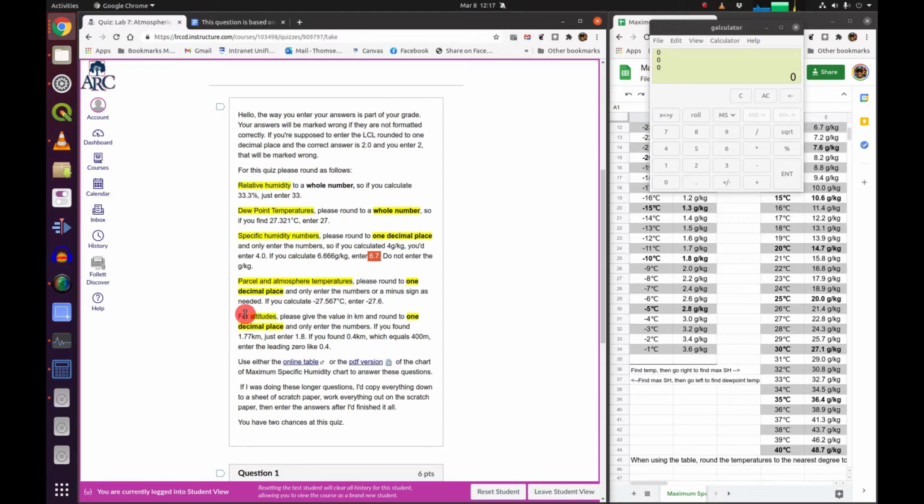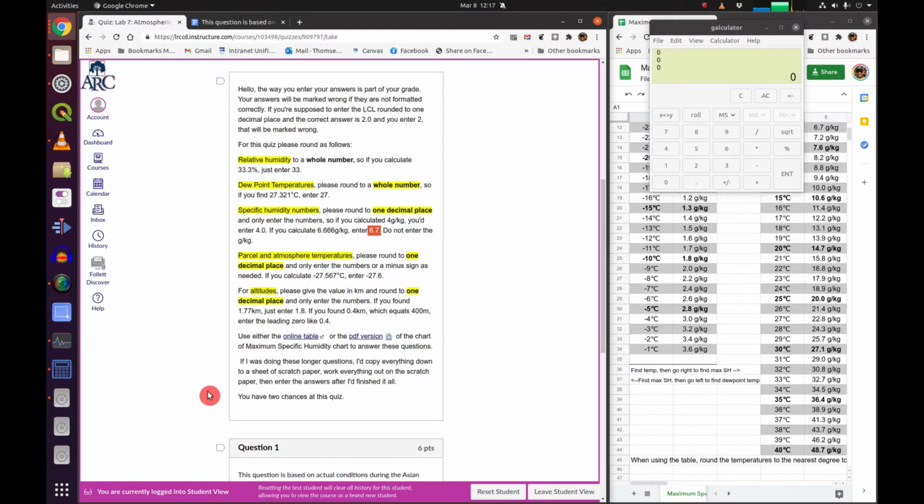For altitudes, please give the value in kilometers and round to 1 decimal place. So the lifting condensation level is an altitude, so we're going to enter rounded to 1 decimal place. If we find 1.77 kilometers is the actual lifting condensation level, we're just going to enter 1.8. If you found 0.4, you need to enter the leading zero, like 0.4.